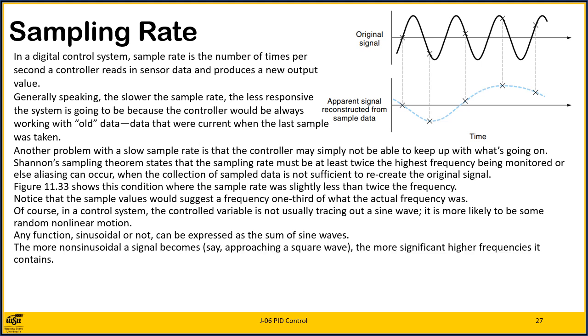It turns out that the more non-sinusoidal a signal becomes, say approaching a square wave, the more significant higher frequencies it contains. This means that to accurately follow a random path, a control system would have to sample at least twice as fast as the highest component frequency. In practice, a sampling rate of at least 10 times the highest visually apparent frequency in the system is usually sufficient.